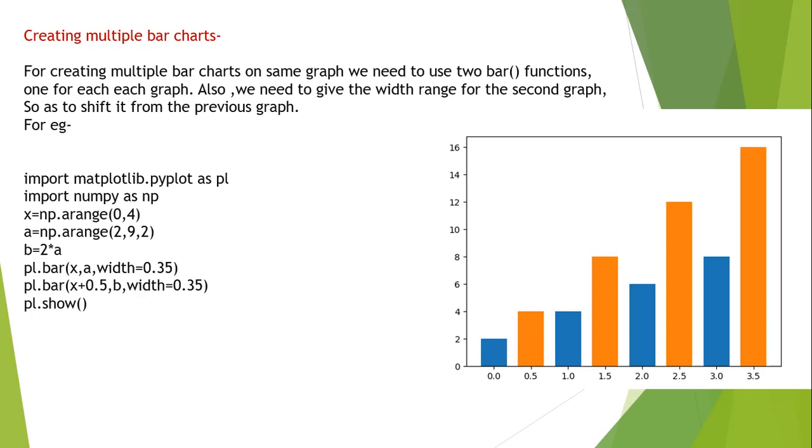Since it has plotted two graphs, to show the difference between them it has by default created two different colors and plotted the graphs accordingly. But if you want to change the colors of the bars, you can easily change them by giving the color argument. Now let's move further.